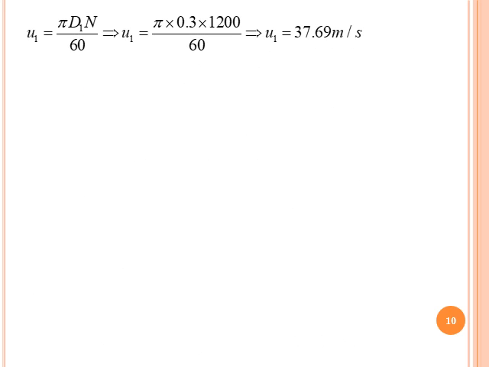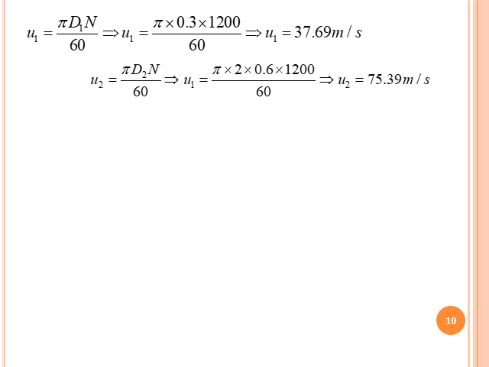So now U1 is equals to pi D1 N by 60. The diameter D1 is given, 0.6, and 1200 divided by 60, U1 is equals to 37.69 meter per second. And U2 is equals to pi D2 N by 60, U2 is equals to 75.39 meter per second.